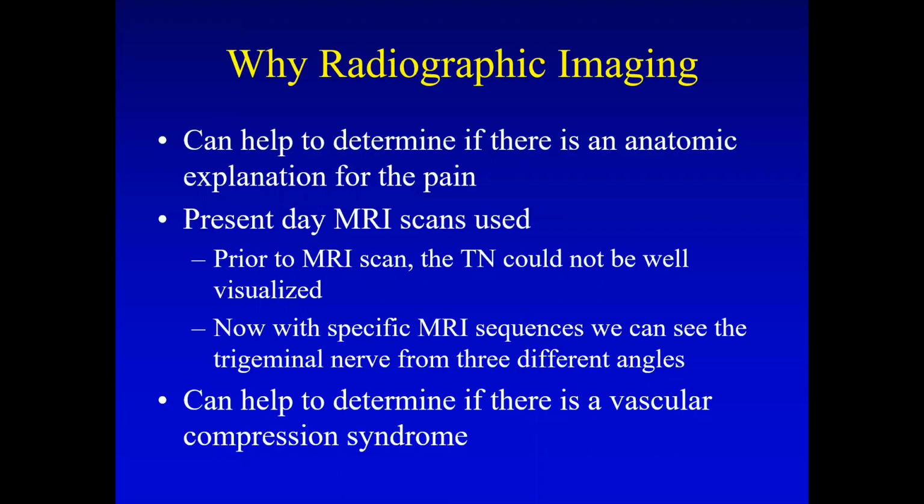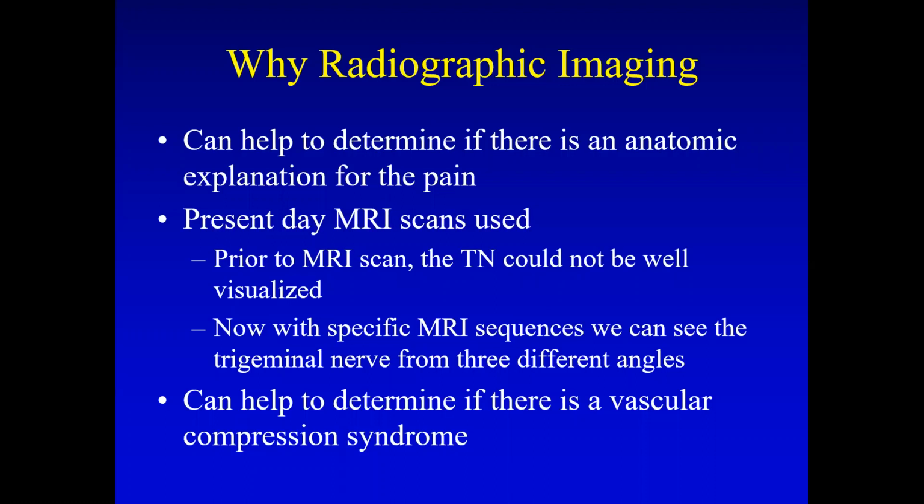The first is that radiographic imaging can help determine if there is an anatomic explanation for the pain. Is there a physical explanation for the pain that the patient is having? In the present day, we use MRI scans, and prior to MRI scans, the trigeminal nerve could not be very well visualized. CT scans and regular plain X-rays don't show the trigeminal nerve.